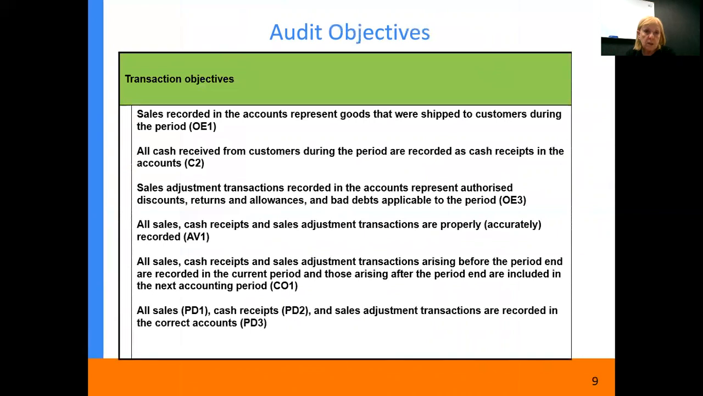for these audit objectives, I've got several transaction-related audit objectives here. So there's some good examples of how to actually write out a transaction-related audit objective. All cash received from customers are recorded, etc., etc. So you can read through these to give you an idea of how to word these things. And they're related to the table that we looked at before.